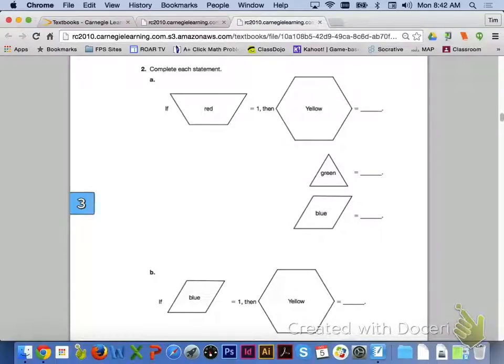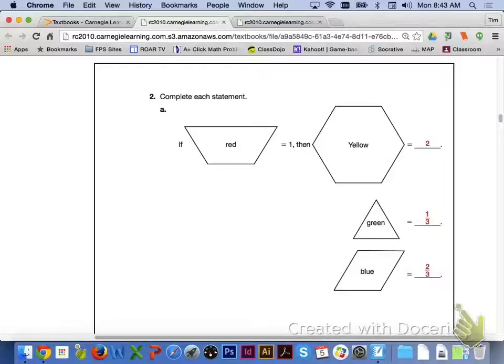Let's take a look at number 2 on page 120. We are going to complete each statement. With your group members, I would like you to do letters A through F to page 122. For letter A, if we have one red trapezoid for our whole, then a yellow hexagon is going to be 2, a green triangle 1/3, and a blue rhombus 2/3.